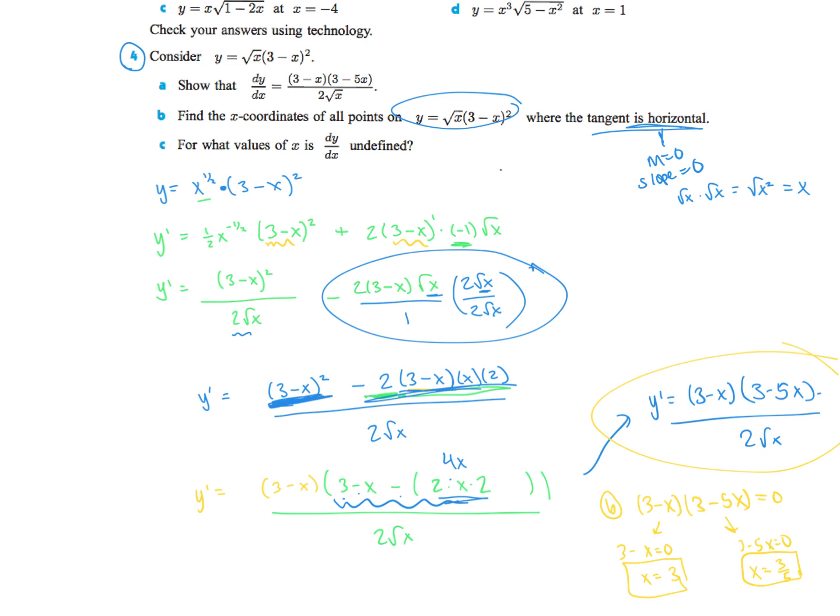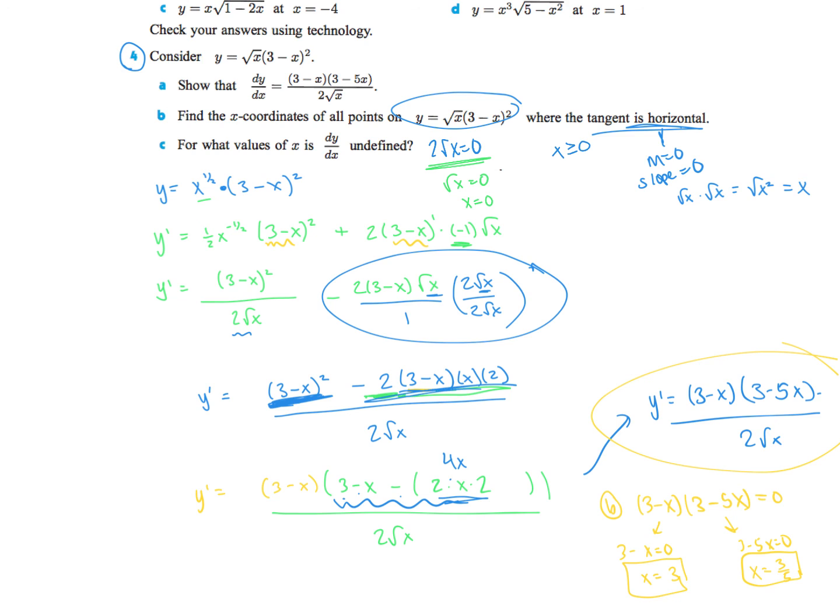Okay. All right, and then that brings us to part C. It says for what values is the derivative undefined? So there's a couple things going on here. First, remember that it's undefined where the denominator equals 0. And we need to remember that underneath the square root must be greater than or equal to 0. So basically, let's start with this first one. I need the denominator equal to 0, so I'm going to divide both sides by 2 and then square both sides. So it's undefined when x equals 0.